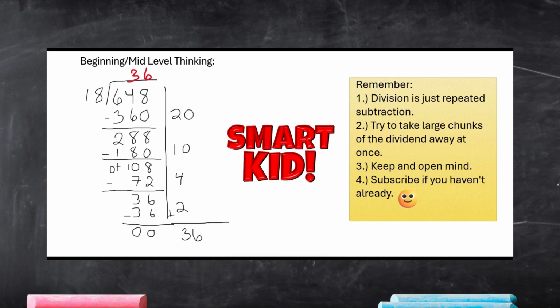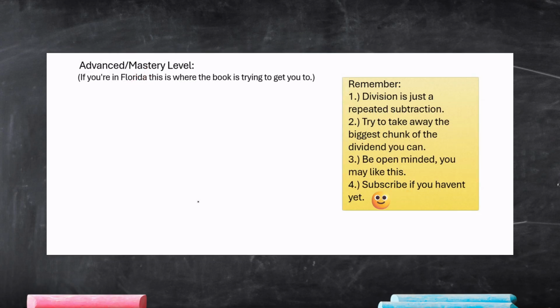Okay, on this slide here, we're going to jump into the most advanced level that you're probably going to see somebody doing partial quotients with. So before we do, again, draw your attention to the right-hand side of the screen. Remember, division is just a repeated subtraction. Try to take away the biggest chunk of the dividend you can.